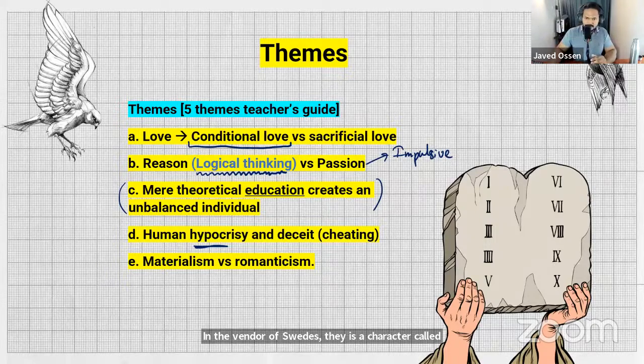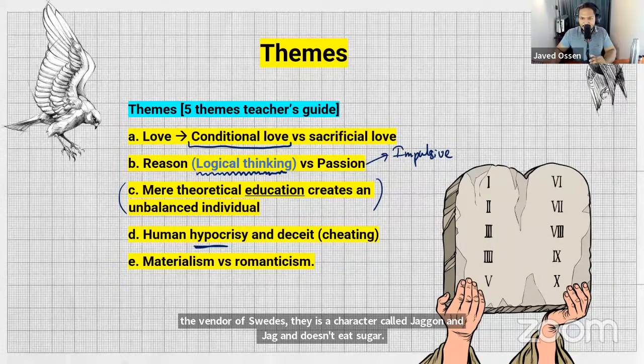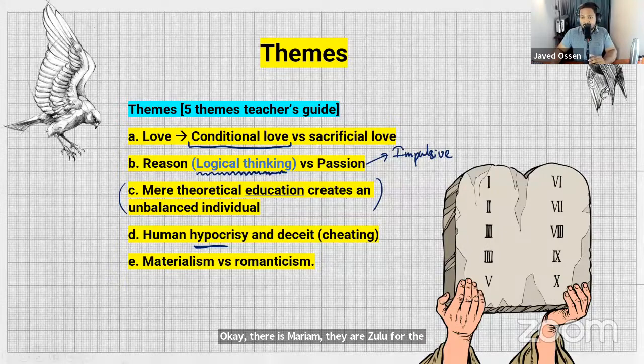There is Mariam, there is Zulfa, there is Amana, there is Sarah, Rinoz, Amina, Abia, Fatima, Mariam, Noof, so you guys are all doing The Vendor of Sweets. Amazing.